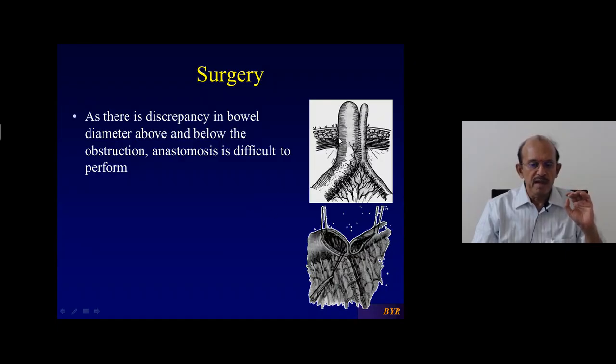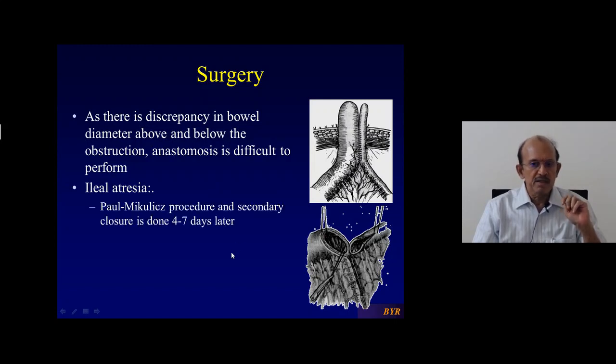But what happens here? The proximal part of the bubble is grossly distended. The distal part is very narrow, just like a rat tail. This is like an elephant trunk. So you have to do the anastomosis between these two. Technically, it poses some problems. So what you do in case of ileal atresia is the Paul Mikulicz procedure.